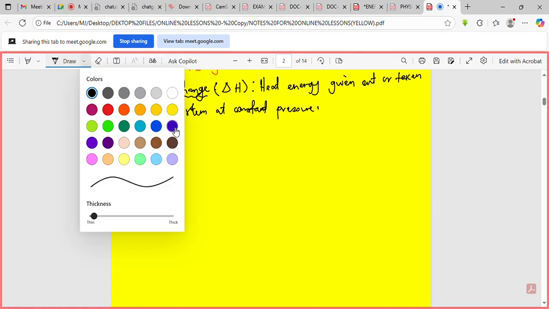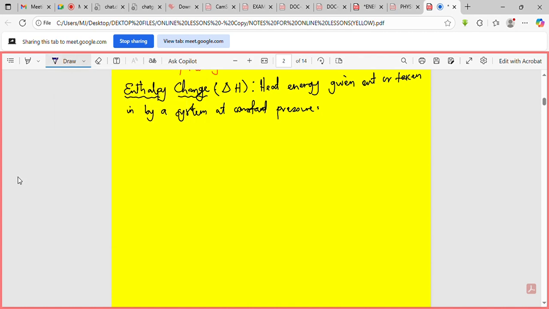Now, we look at standard enthalpy change. So I've told you what enthalpy is. I have come down to tell you what enthalpy change is. And now I am coming down to tell you what standard enthalpy change is. So standard enthalpy change. And the symbol of this is delta H with a standard symbol at the top. Standard enthalpy change.